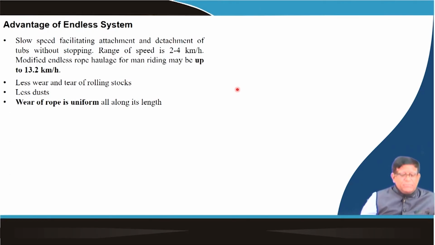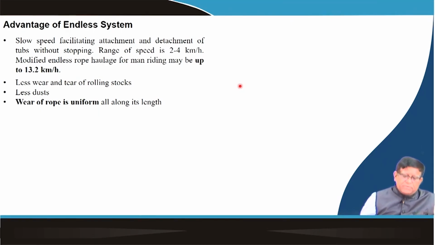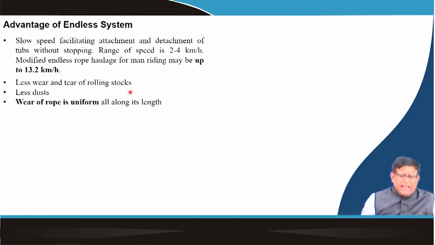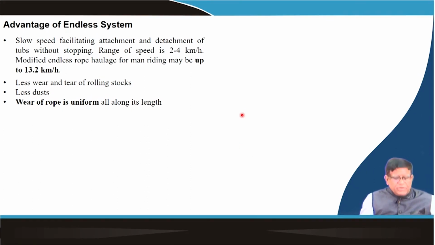That means it will be moving at a speed of 2.4 kilometers per hour if your man-riding system can be used, because once it is connected, you will not be disconnected until the end you are going, and you can make it up to a speed of 13.2 kilometers per hour. And there the rolling stock gets less wear and tear, there will not be much dust, because it is an on-track movement, and wear of the rope is uniform.